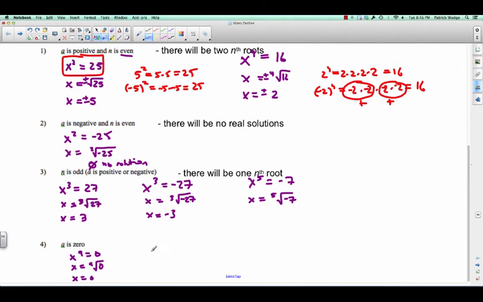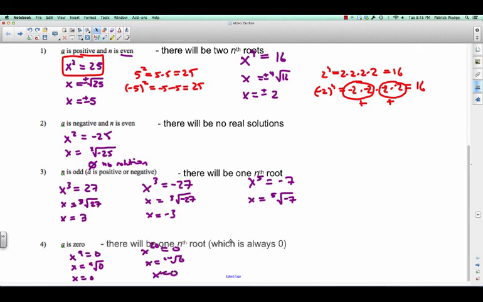And it doesn't matter what the exponent is. If you put x to the 20th power equals 0, you're going to take the 20th root of both sides and you're going to get 0. So to summarize this one, the answer is always going to be 0. So there's just going to be one root and it's always going to be 0. Okay, hopefully that makes sense.